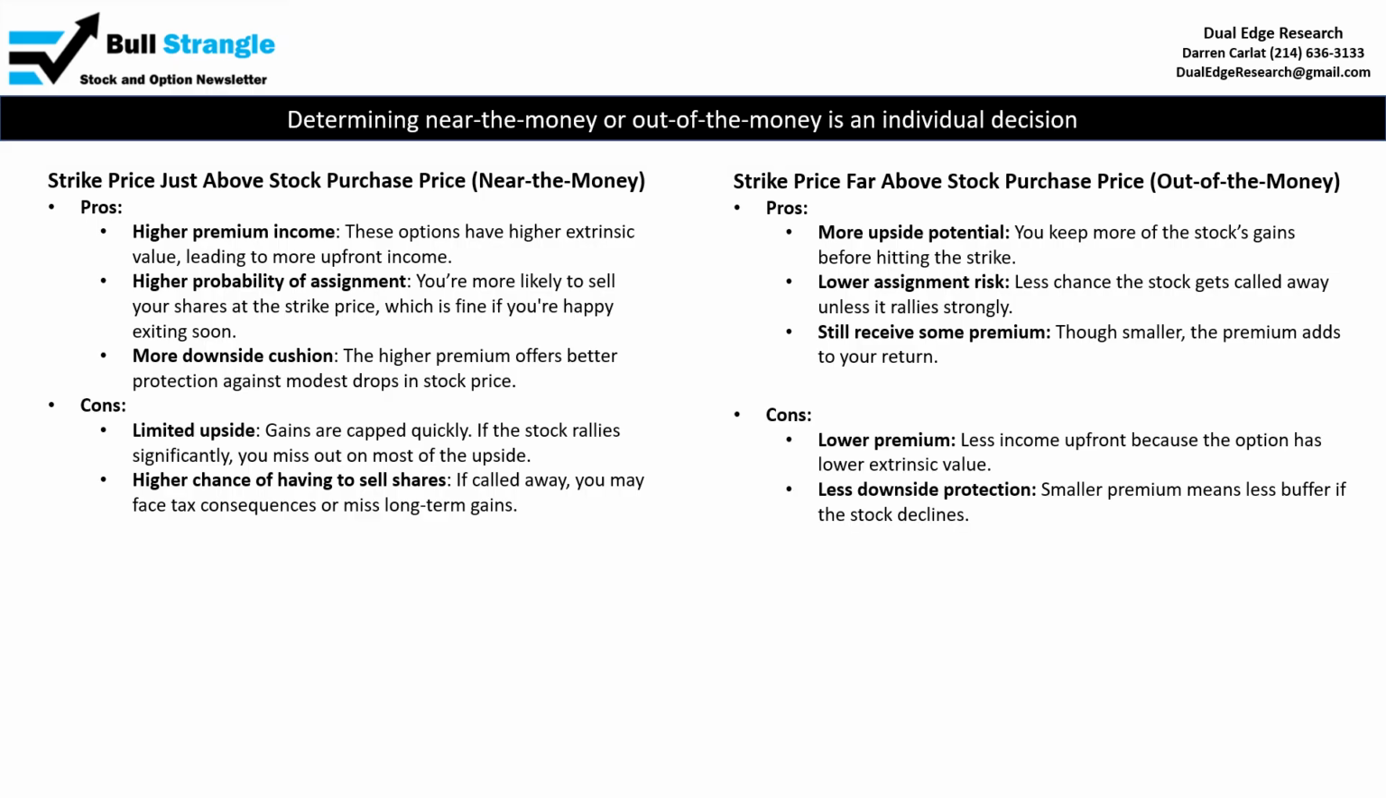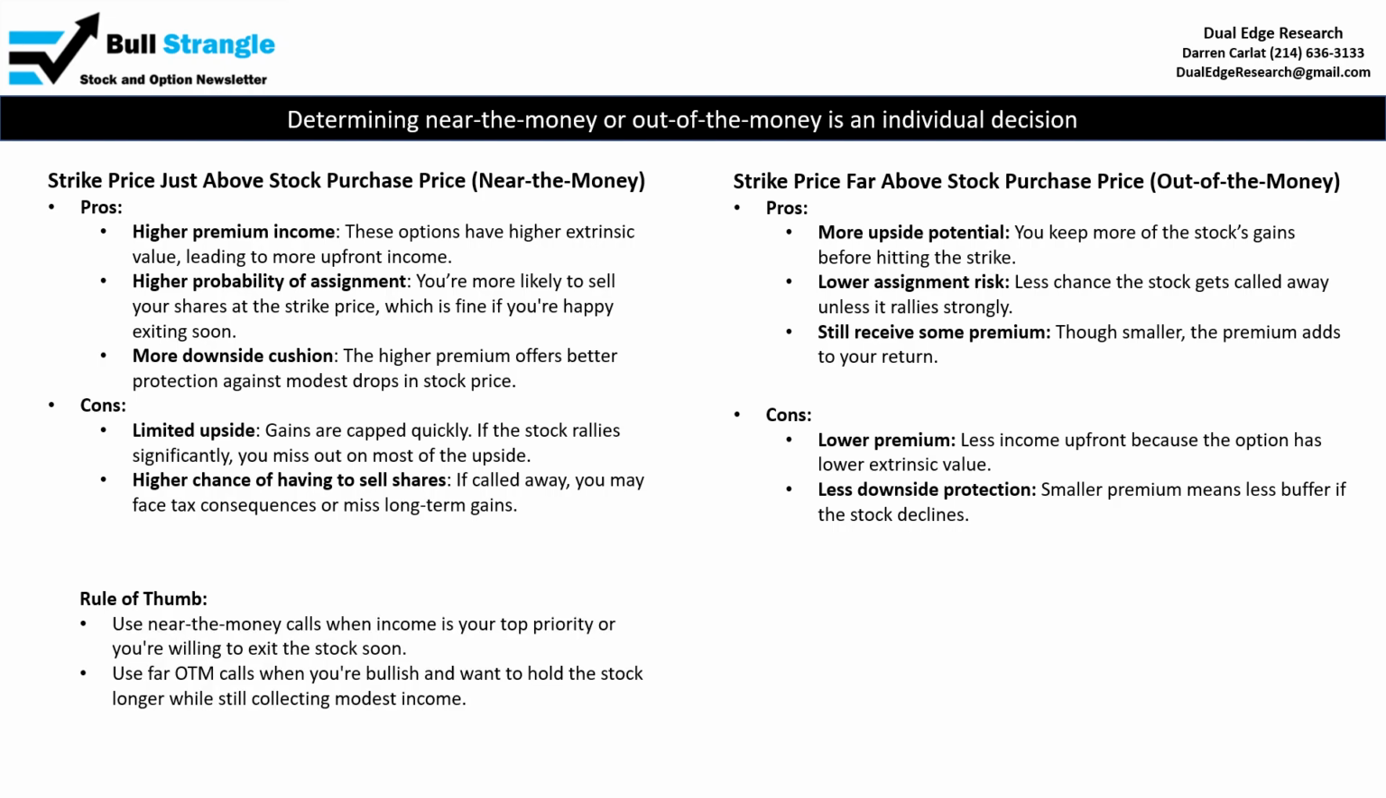The cons are lower premium, less income up front because the option has a lower extrinsic value, and you do have lower downside protection because, again, the smaller premium reduces that break-even point less than more premium.